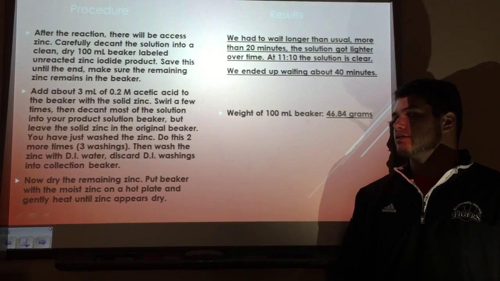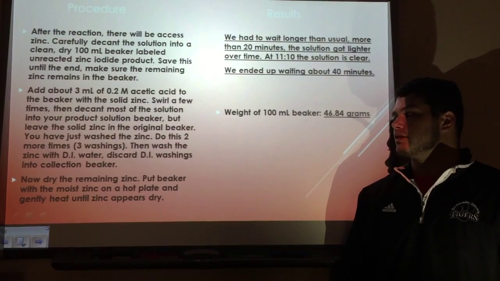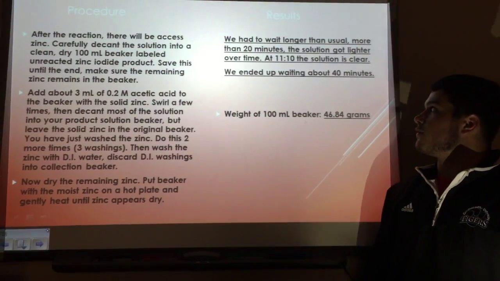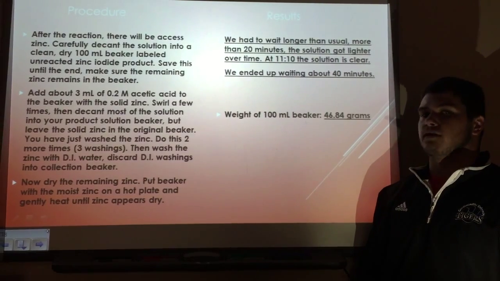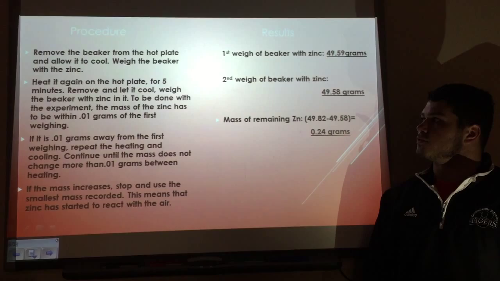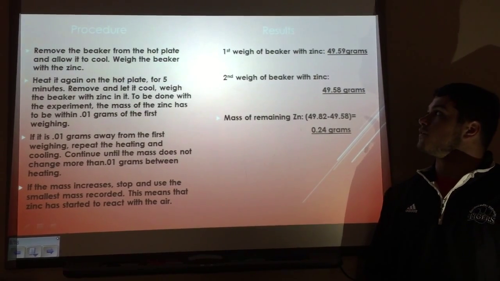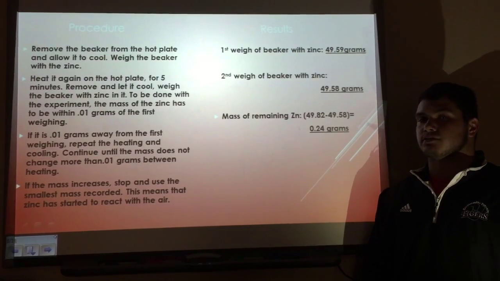Now dry the remaining zinc. Put the beaker with the moist zinc on a hot plate and gently heat until it appears dry. The weight of the 100 milliliter beaker ended up being 46.84 grams. Remove the beaker from the hot plate and allow it to cool. Weigh the beaker with the zinc. For the first weight of the beaker with the zinc, we got 49.59 grams.